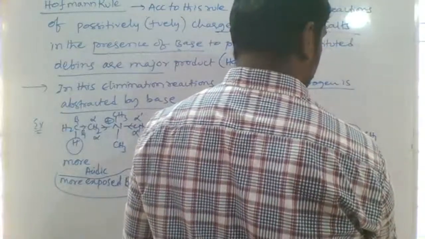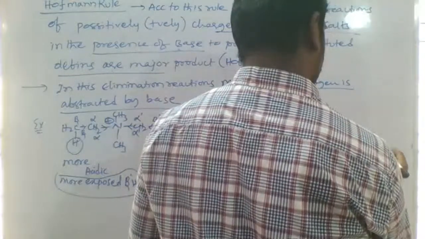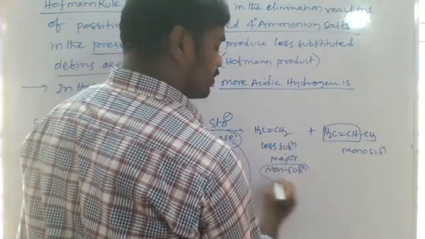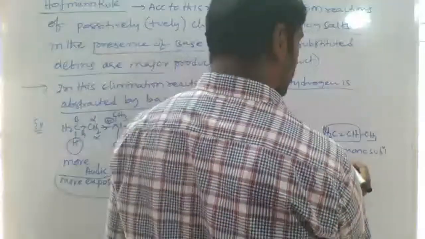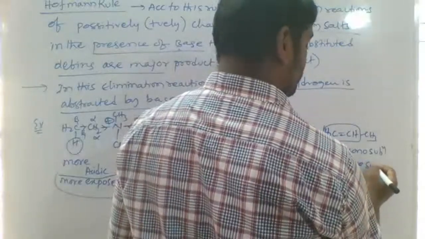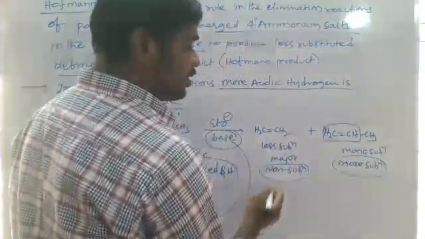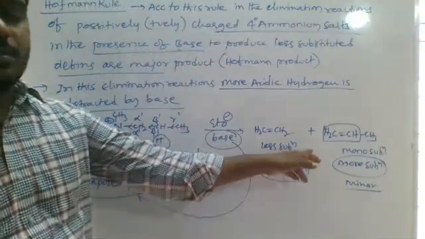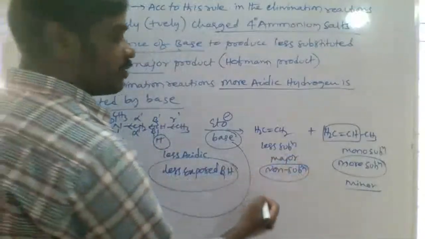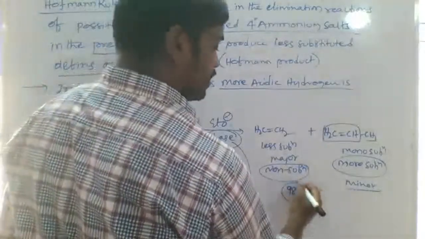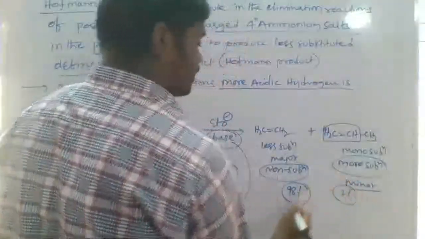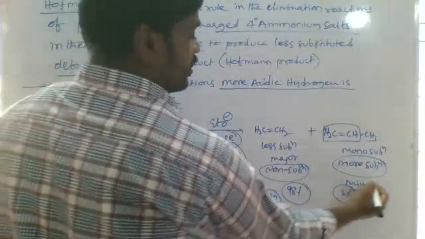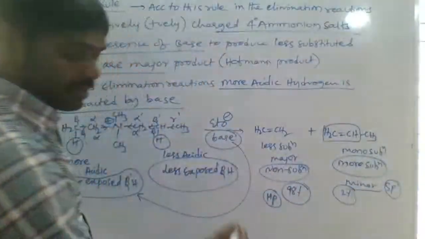Here there is mono substitution, and there non substitution. Non substitution is less substitution, and mono substitution is more substitution, only in relative comparison. Therefore this is the major olefin and this is the minor olefin. The major is formed mainly, about 98%, and the minor only 2%. This is called the Hoffman product, HP product. Here the SP product, Saytzeff product.